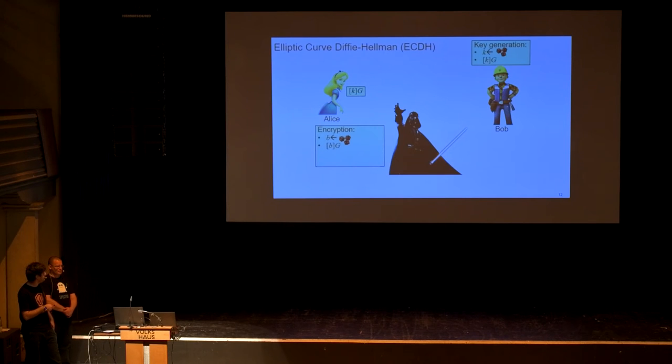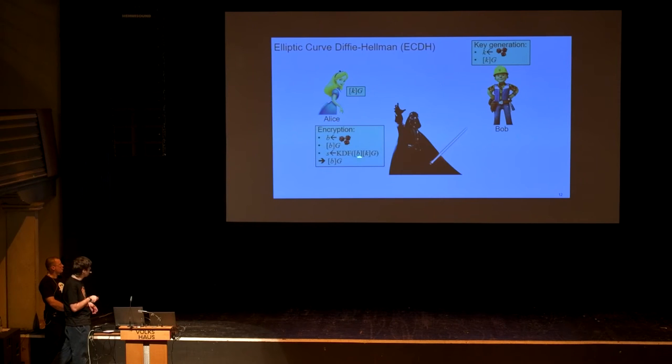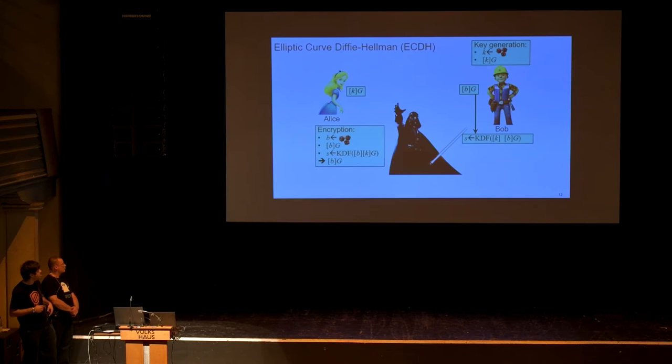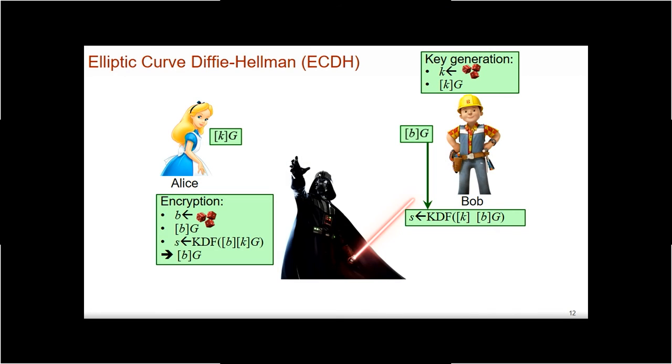Alice generates an ephemeral private key B, an ephemeral public key B times G, and then computes a shared secret by taking K times G, whatever Bob gave her, multiplying it by her ephemeral key, and we get the common secret S. And she also sends B times G to Bob in order to aid for reconstruction. And then Bob takes B times G, multiplies it by its secret key K, and gets the secret S. And the reason why all of this works is because scalar by point multiplication is commutative towards the scalar, which means that B times K is the same as K times B.